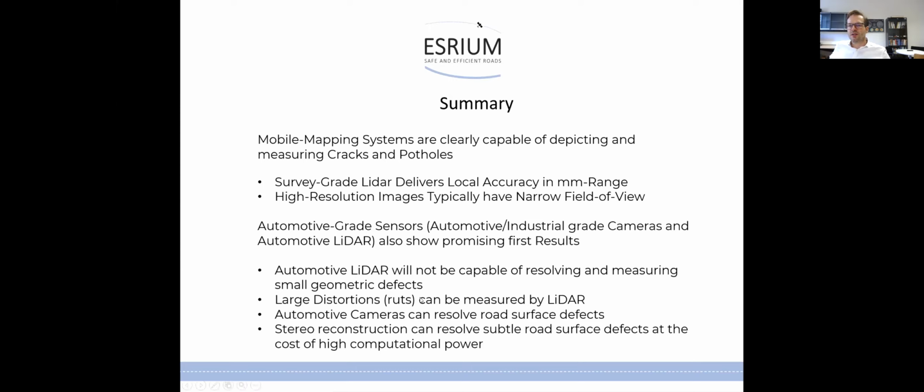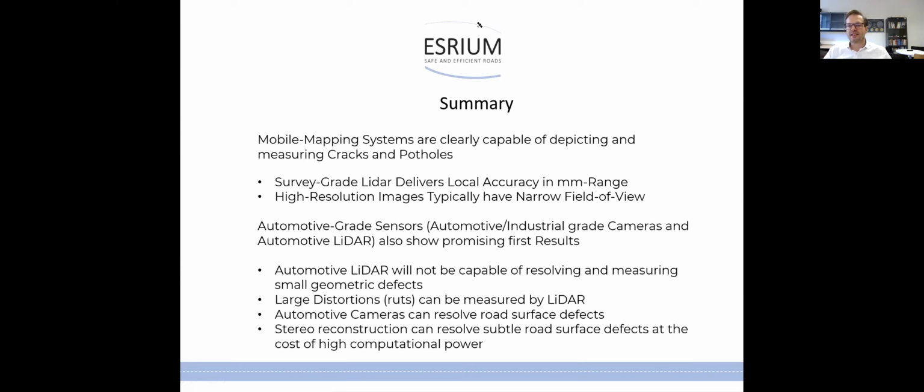And the high resolution images typically also have a very good image quality, but of course, in mobile mapping systems, they are typically tuned to a different application. So they have a more narrow field of view. It will be hard to cover the driving lane and the neighboring lanes with the cameras themselves, if one doesn't make a huge additional investment.